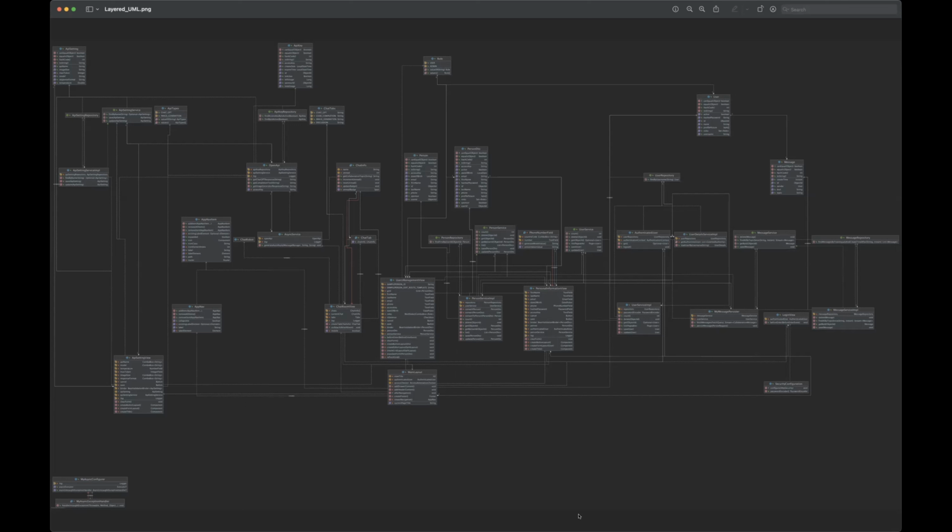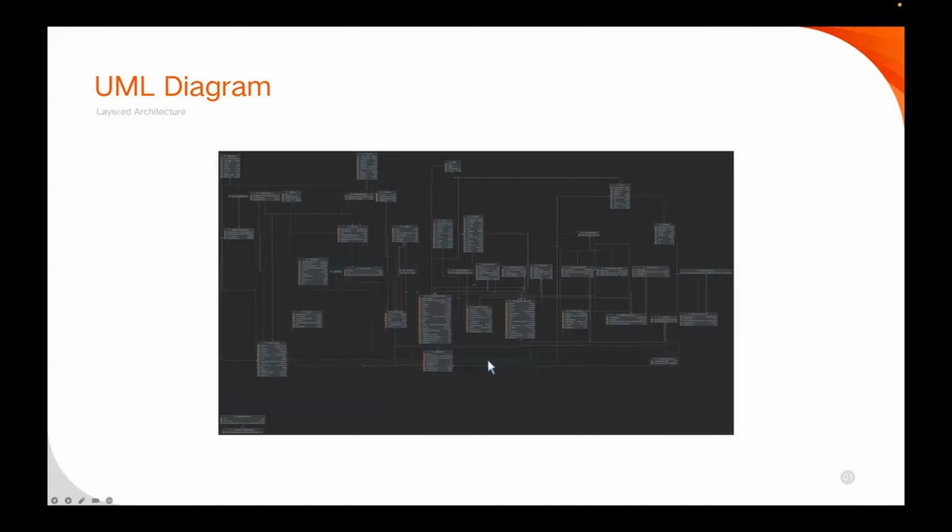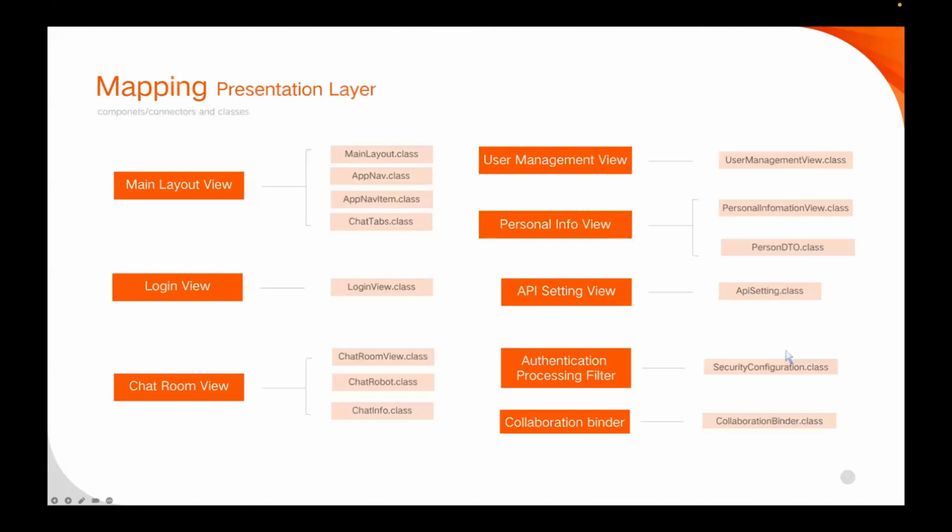Now, let's look at the mapping diagram between the components, connectors, and the classes. First, in the presentation layer, we have various front-end classes that correspond to the different components. These include inner classes like the chat info class, as well as some detail classes like the person detail class. Additionally, we have two connector classes that handle the data encryption and the message binding.